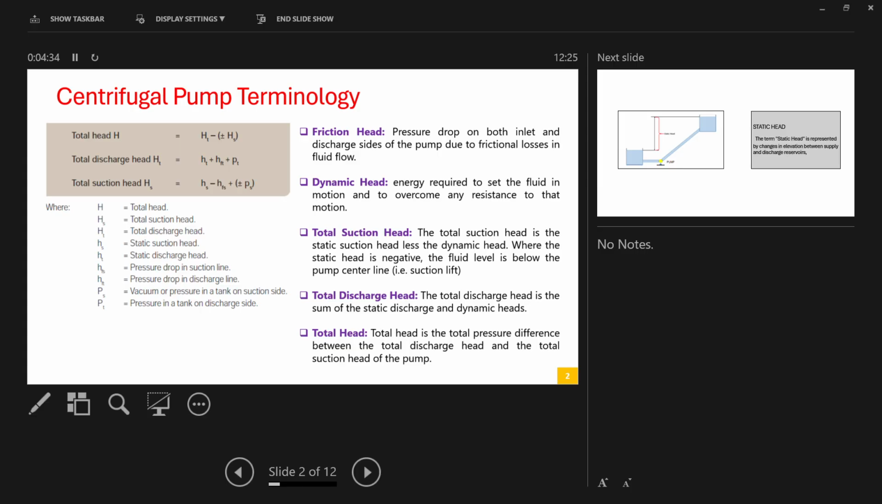Similarly, the total suction head is equal to small hs, which means static suction head, minus hfs, which means pressure drop in the suction line, plus or minus capital PS. Plus or minus means that sometimes the suction tank can be operating above atmospheric or below atmospheric pressure. Then accordingly the plus or minus symbol will appear.